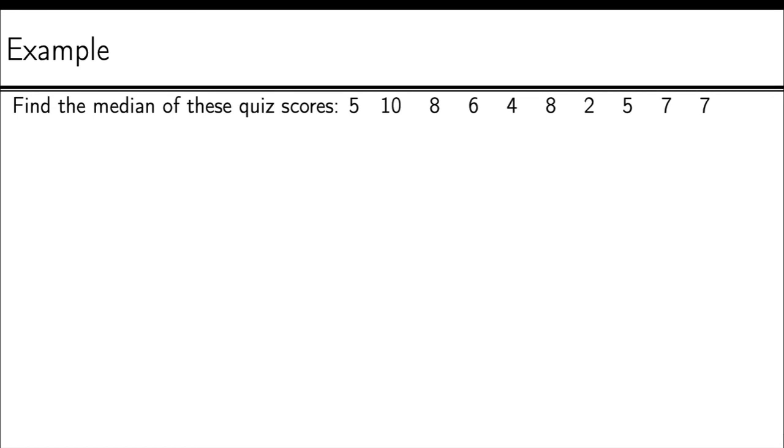With this smaller data set that is not in order, we want the median of the quiz scores. We're going to start by putting them in order. I've got 2 as my smallest. I usually cross them off as I go. So I wrote down 2. My next smallest is 4, cross it off. And I've got two 5s, cross those off. Then I've got a 6, and then two 7s, and then two 8s, and then the 10.